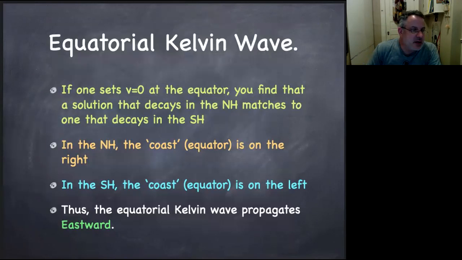The last kind of wave we want to talk about is the equatorial Kelvin wave. The equatorial Kelvin wave is like the coastal Kelvin wave, except now we're setting V equal to 0 all along the equator and off the equator. On the northern hemisphere side, the equator is on the right, and on the southern hemisphere side, the equator is on the left. So it looks like we have a Kelvin wave matching up right along the equator, as long as that Kelvin wave propagates eastward along the equator.